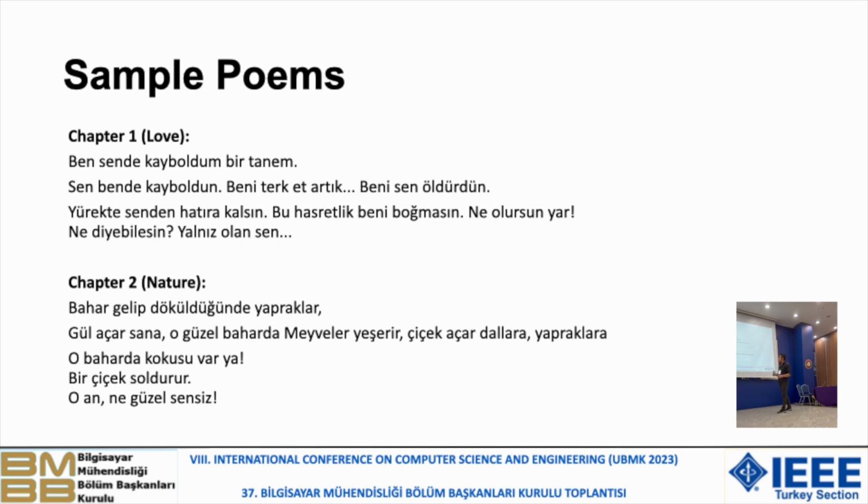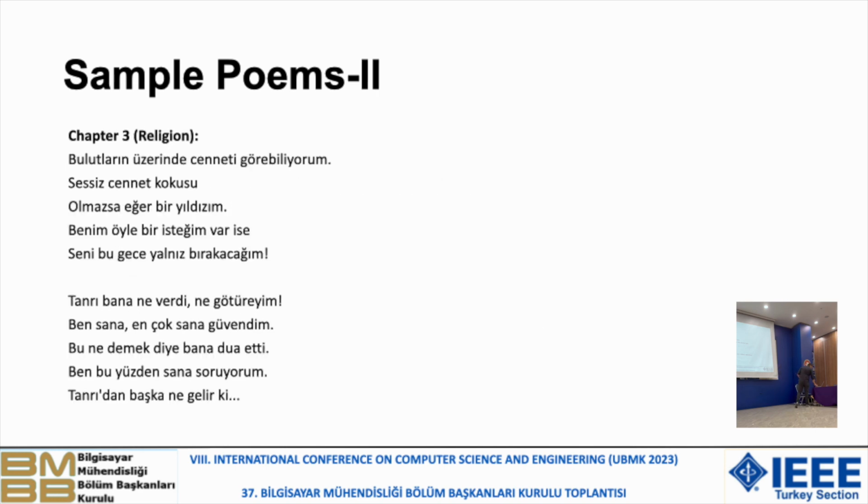Chapter 2 is about nature. As you can see, bahar gelip döküldü yapraklar, and it continues like this. It is indeed about nature, like fruits, flowers, which is a category in itself. Let's continue. Chapter 3, religion. It starts immediately with heaven. Bulutların üzerinde cenneti görebiliyorum. Sensiz cennet kokusu.